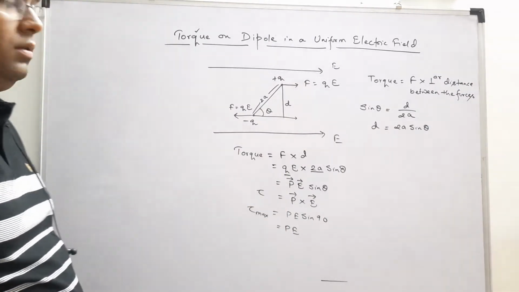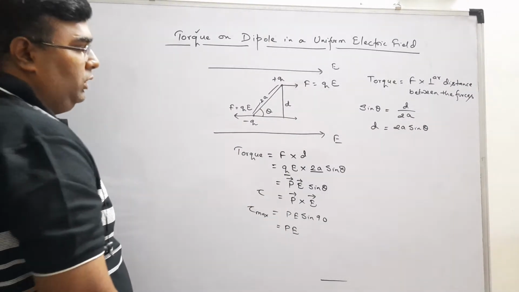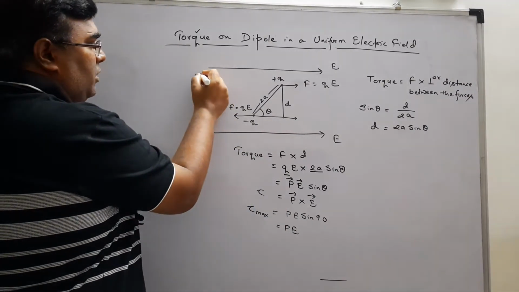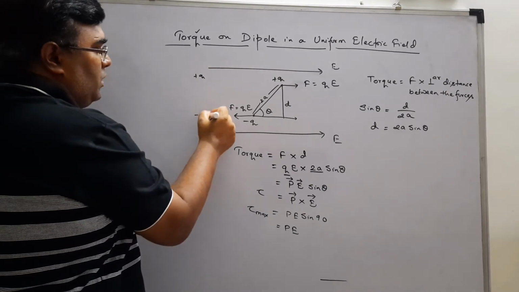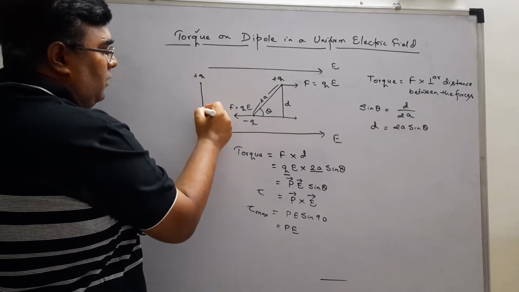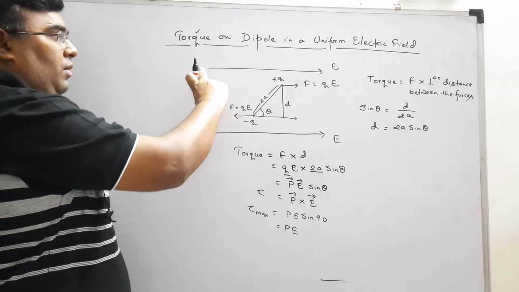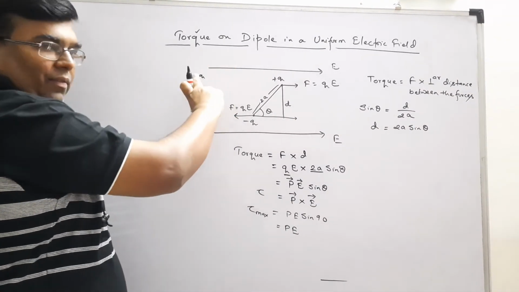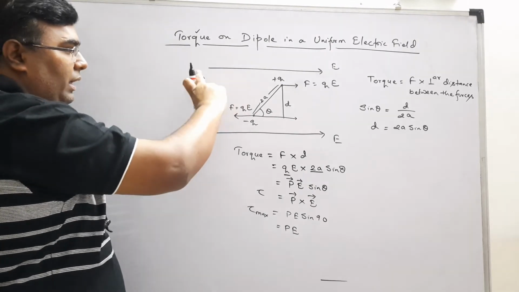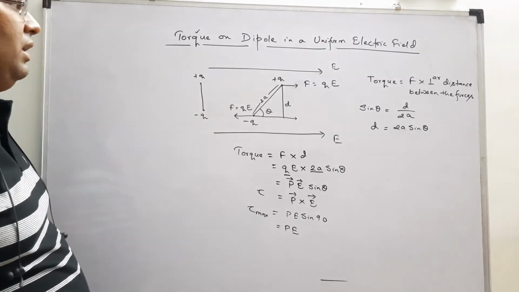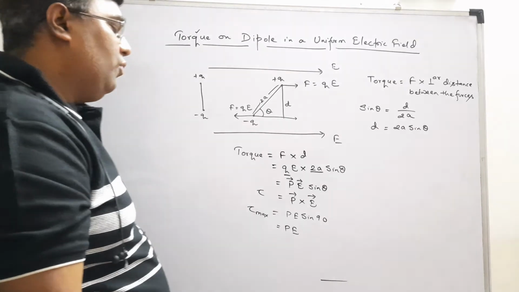What is this position? This position is like plus Q is here, minus Q is here, like this. So when the dipole is in a vertical direction with the electric field, meaning it is perpendicular to the electric field, it will experience a maximum torque.